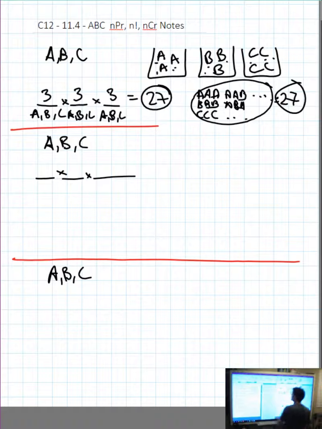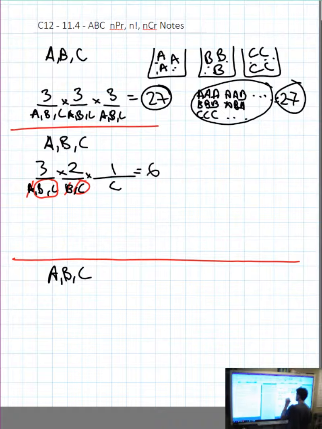So the first blank, I have an A or a B or a C. Now, that's 3 different options. So 3 options. Now, no repeats. So let's say, for example, I use the A. Well, now I still have the B and the C. So those are the things that I have. So I'm going to put those below. And that's 2 options. Then let's say, for example, I decide to use the B. Then all I have left is the C, and that's going to be my third option, and that's 1 option, and that's 3 times 2 times 1 is 6.